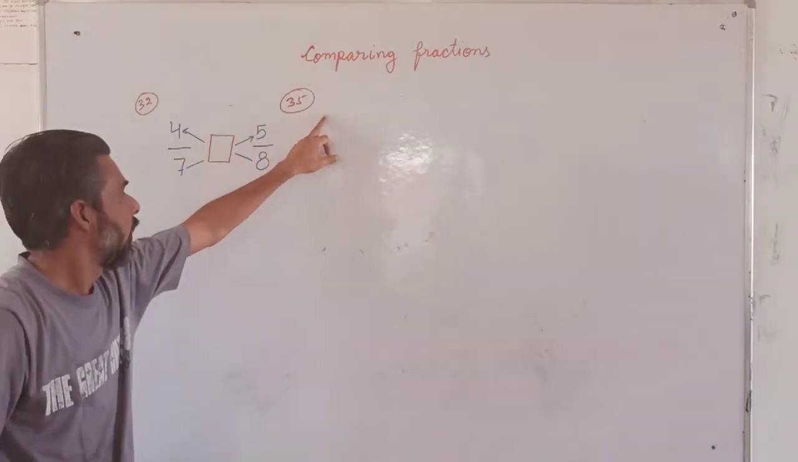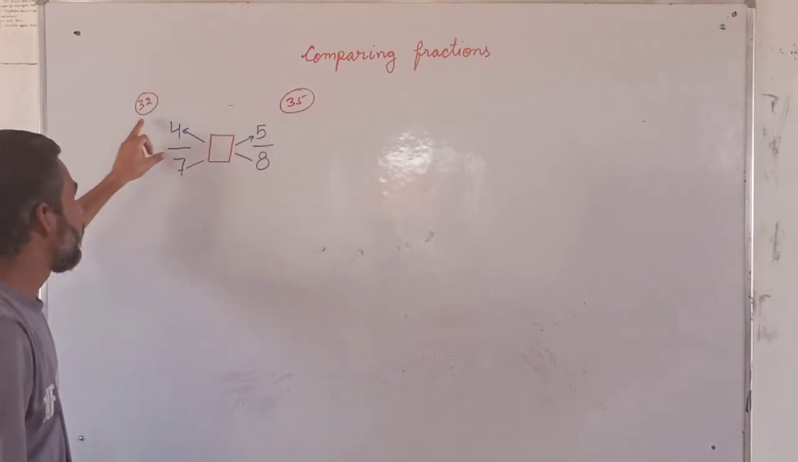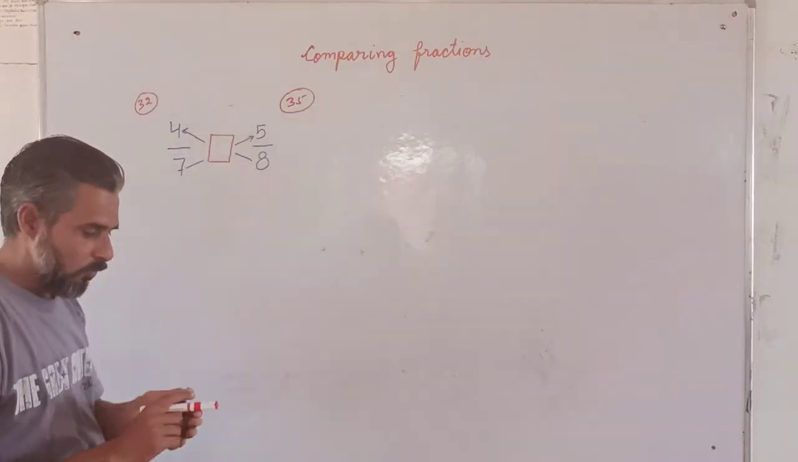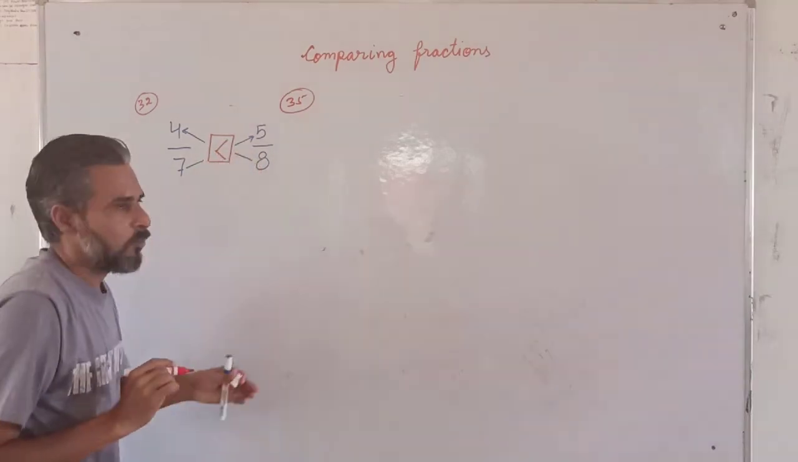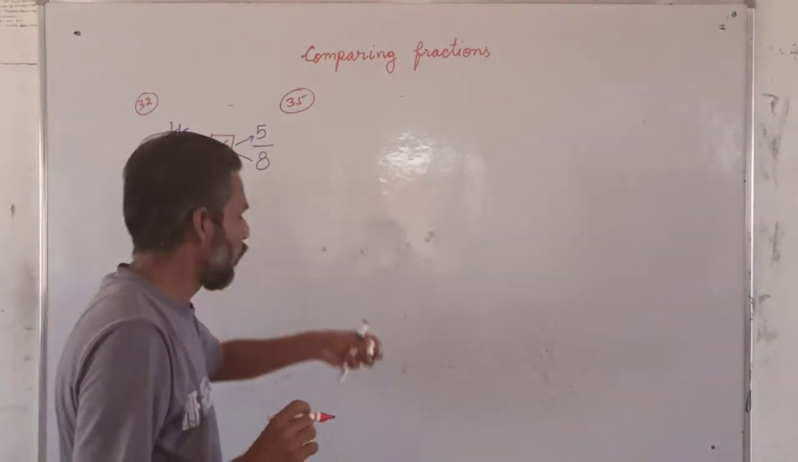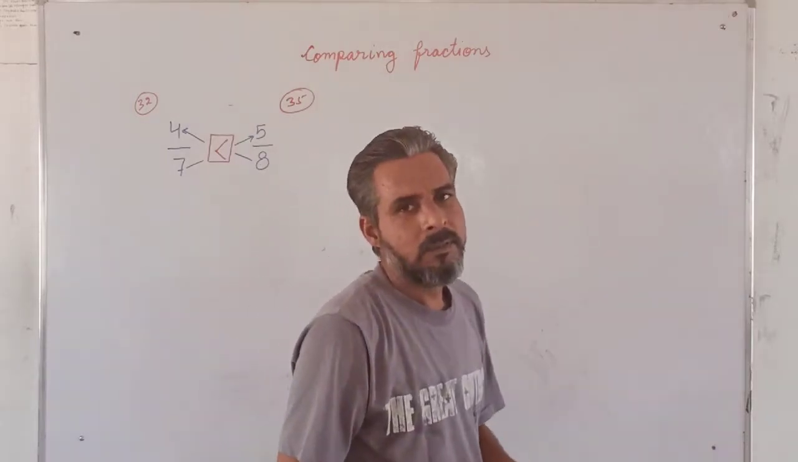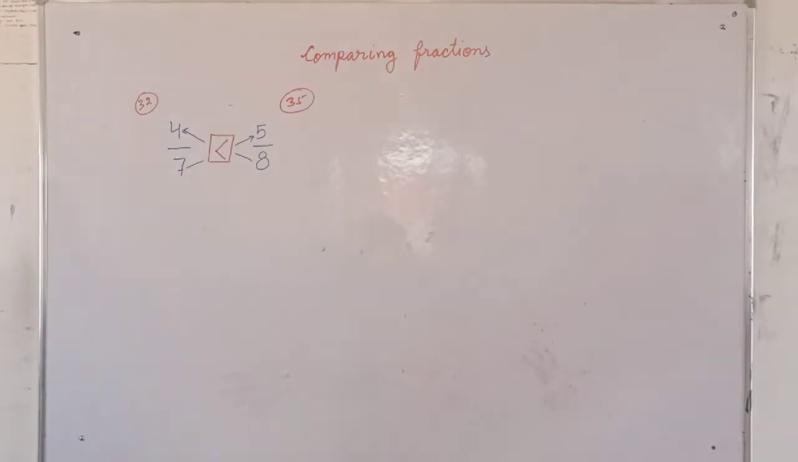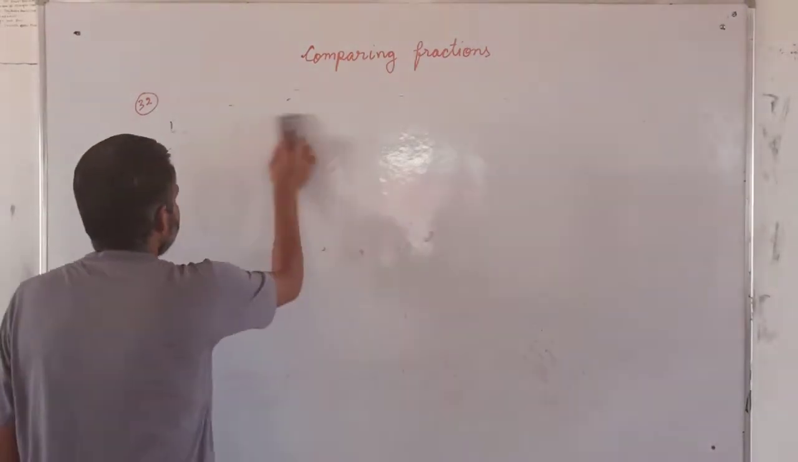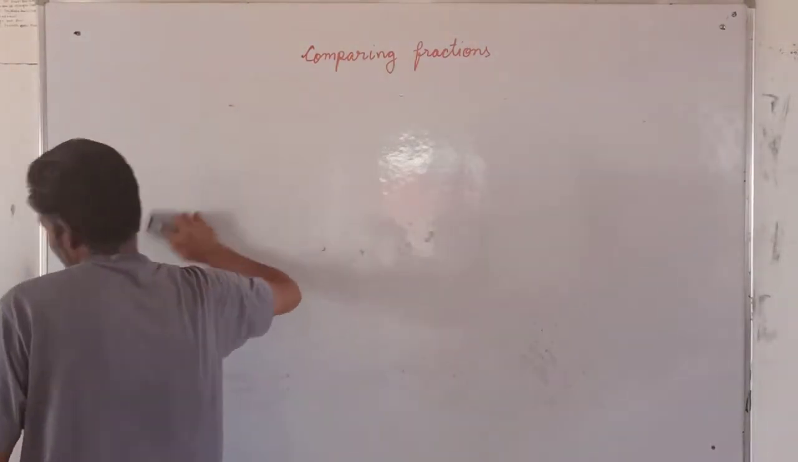Now 8 times 4 is 32, 7 times 5 is 35. Which one is larger, 35 or 32? 35 is larger. So what we will do? We will put the sign like that. So 5 upon 8 is more than 4 upon 7. So this is the easiest way to compare two given fractions.